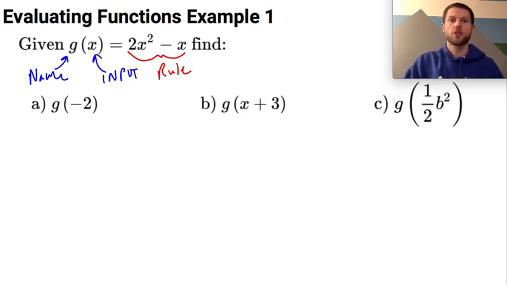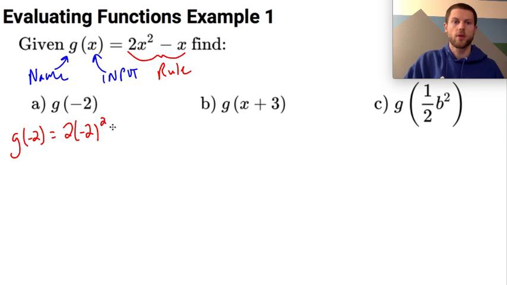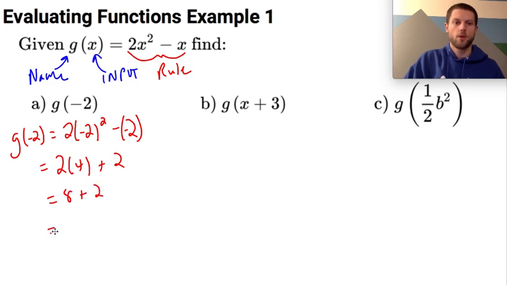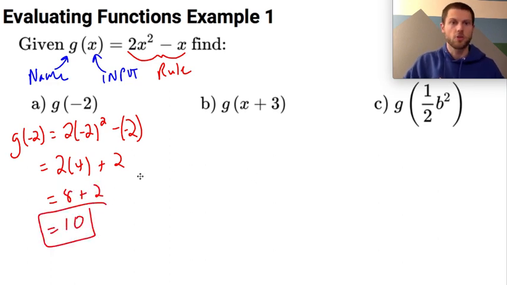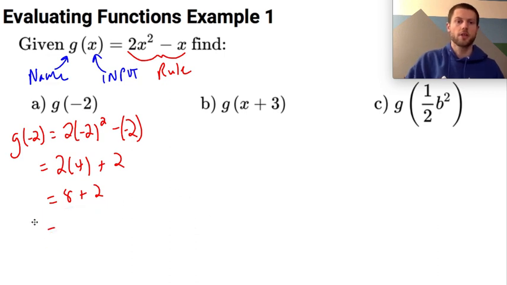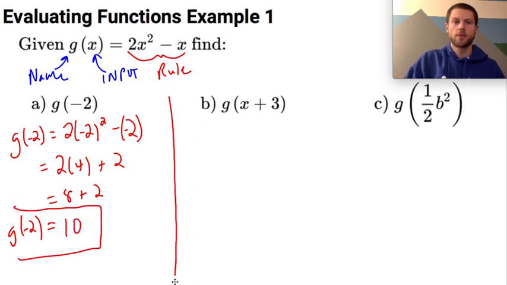So let's do that. Let's find what g of negative 2 is. This is going to be g of negative 2, which means I just take negative 2 and I plug it in for my x values. So 2 times negative 2 squared minus negative 2. And now I just evaluate. So this is going to equal 2 times 4 plus 2, or 8 plus 2, or equal to 10. Done. So g of negative 2 is equal to 10. Actually, I should probably write the full function notation statement. G of negative 2 equals 10. There we go.